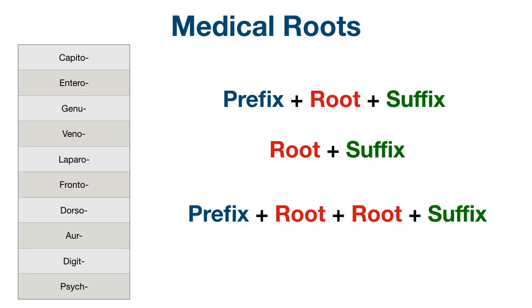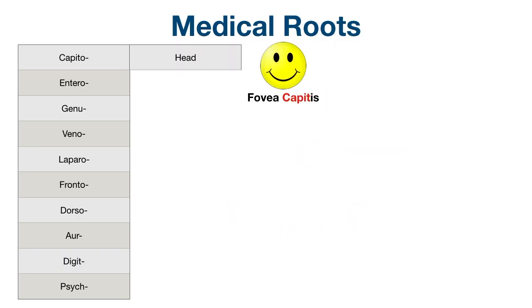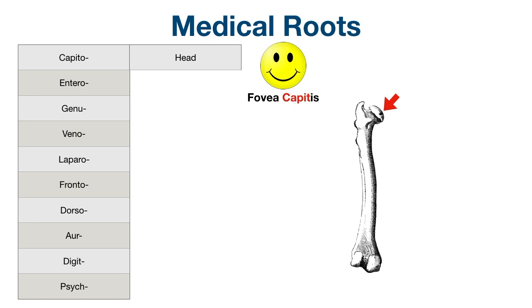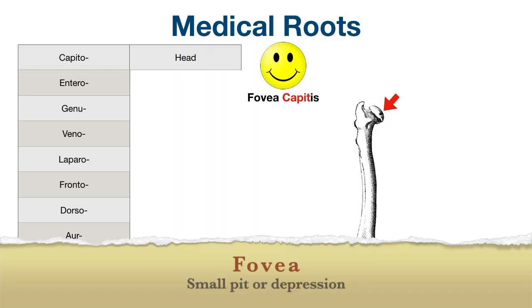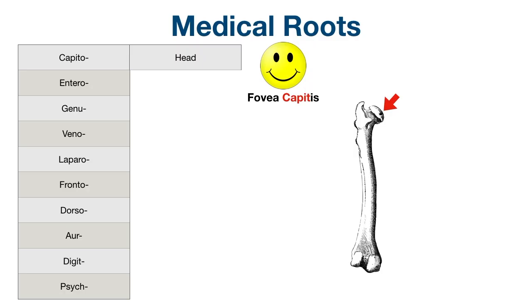The first root is capito, which means head. Capito is commonly used in anatomy. One example is the fovea capitis. The fovea capitis is the small depression in the femoral head where the ligamentum teres of the hip attaches. This makes sense because fovea means small pit or depression, and capitis refers to head, which in this case is the head of the femur. There's a great video where we simplified the anatomy of the femur, and that'll be linked down below as well.